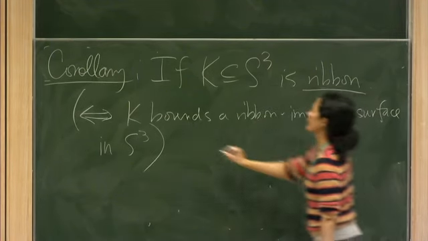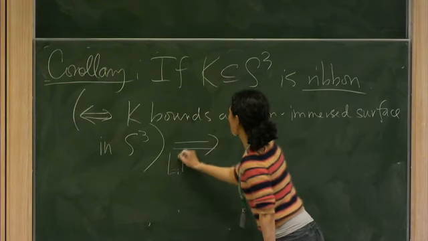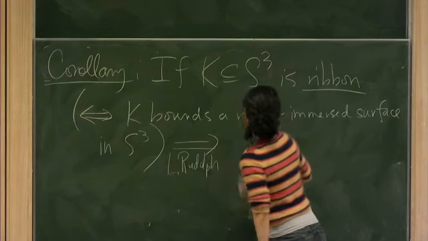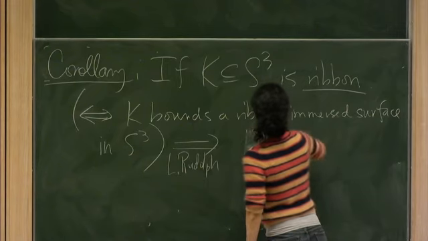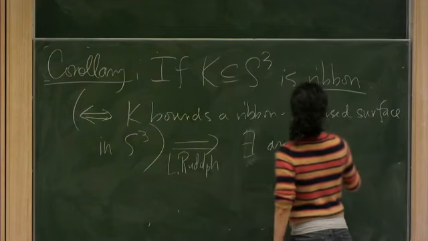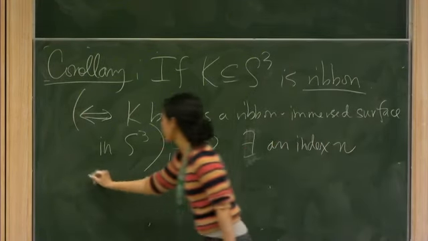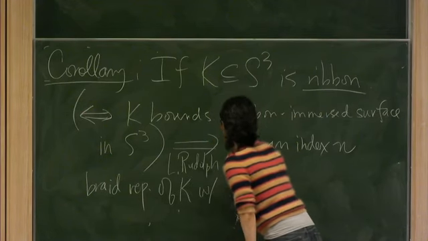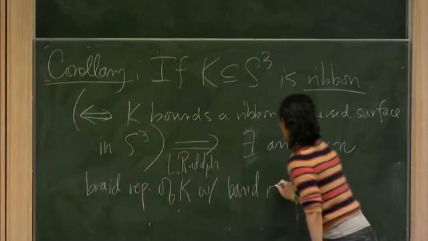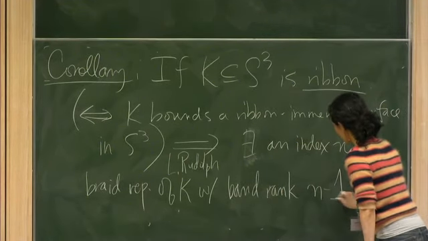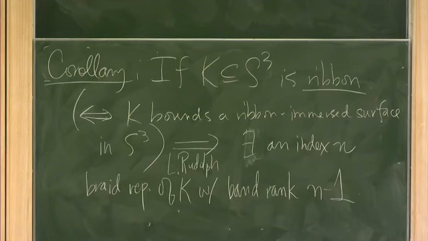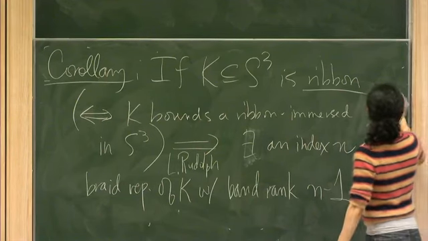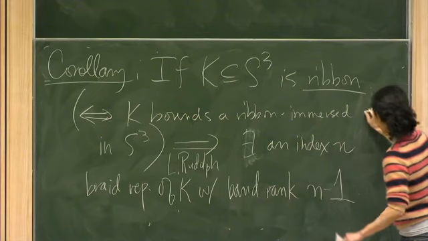So if K is ribbon, then what Lee Rudolph's theorem is saying is that there exists an index n braid representative of K with band rank n minus 1. So it's a disk. A disk, yeah, thank you, that's what I meant to write and say. K bounds a ribbon immersed disk.